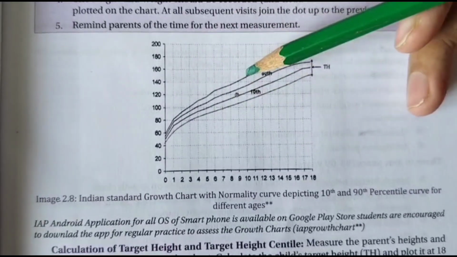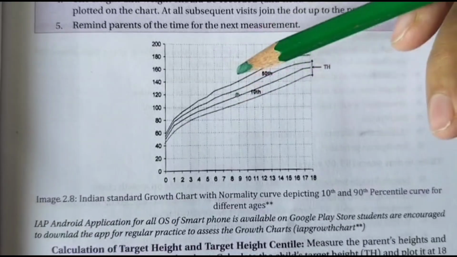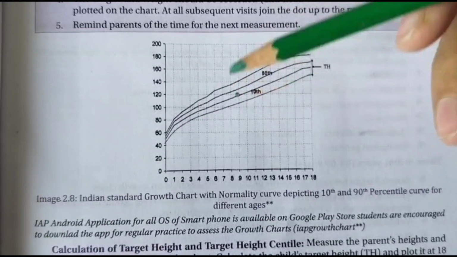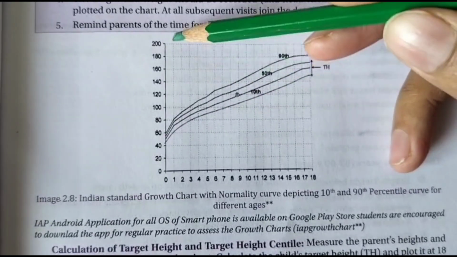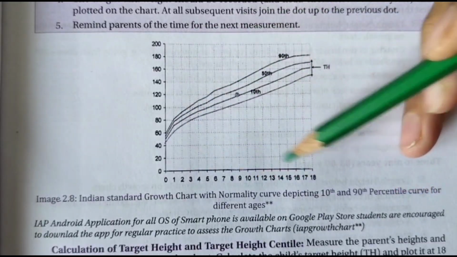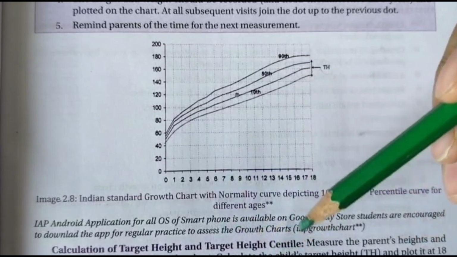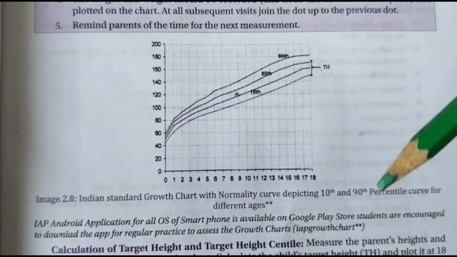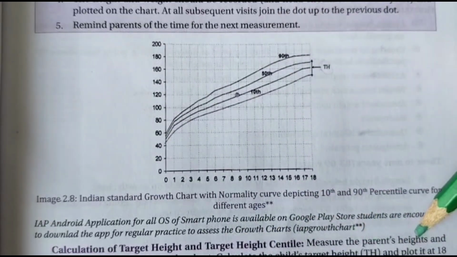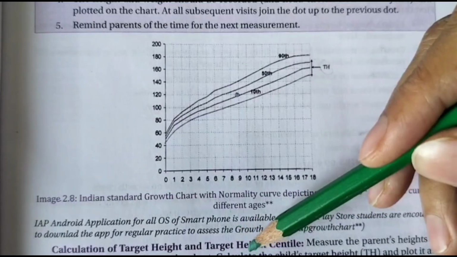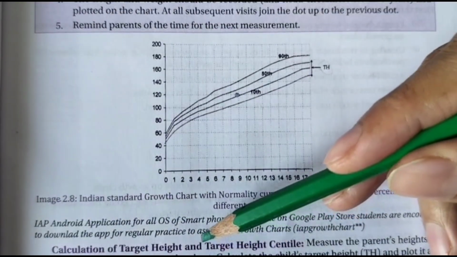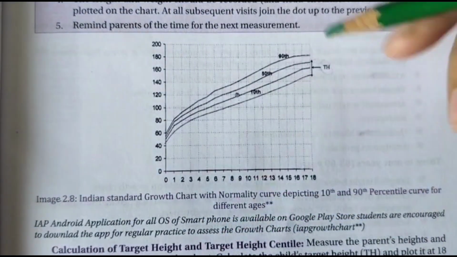Here, how to calculate the height, that is target height and target height in centile. So they have plotted it in centiles, and this is the age, and this is the target height, right? So they have given an explanation regarding that. What they have given: measure the parents' height and make a note of the heights on the charts.